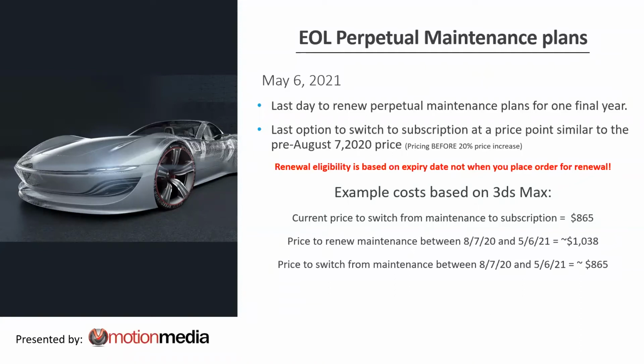But this is an example of the cost. So your current cost is $865 for 3ds Max or Maya. And if you were to renew as perpetual, it's $1,038. But if next year you decide I want to renew it and go back to subscription, or I want to go to subscription, it would be more or less $865. Again, similar pricing. We don't know the actual price yet, but this is your last chance. So you've got perpetual still for a little bit. It's not ending tomorrow, but you do have some decisions to make.